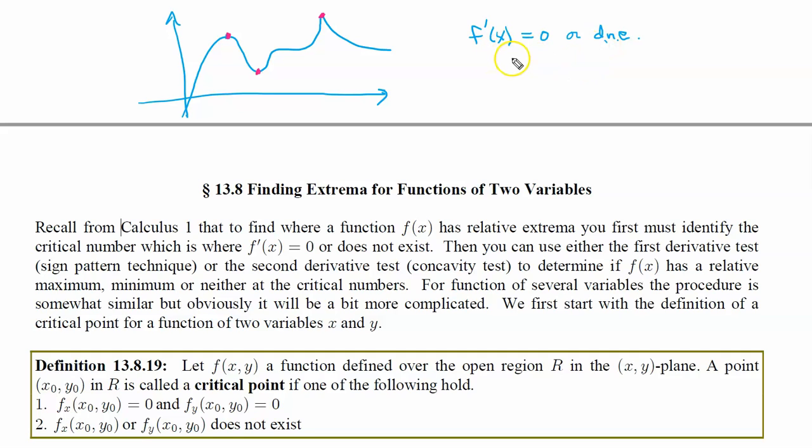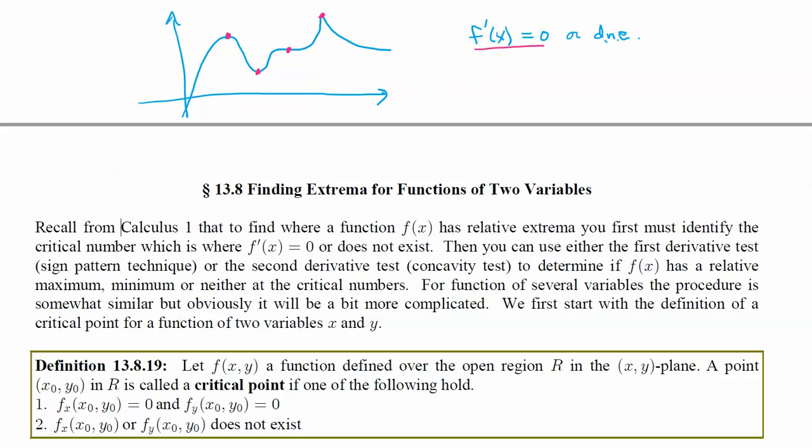Now, just because a point C solves this equation doesn't guarantee that you're going to have a relative extreme value at that point. For example, if you look right here, the way I drew this, that's also going to satisfy f prime of x equaling 0, but you don't have a relative extrema at that point. It just goes up and then continues to go upward. So that's how you found relative extrema for functions of a single variable.